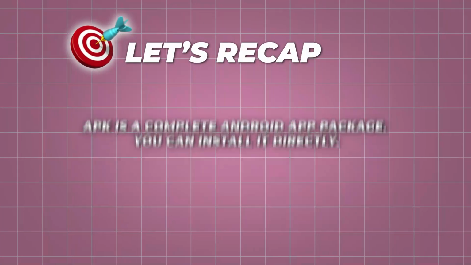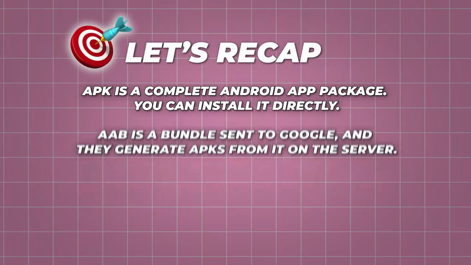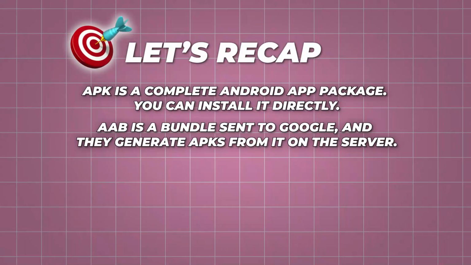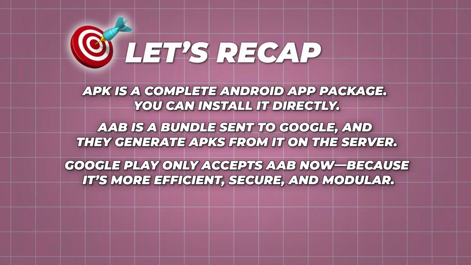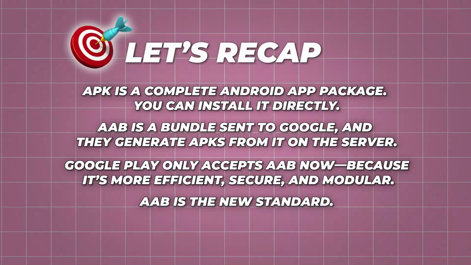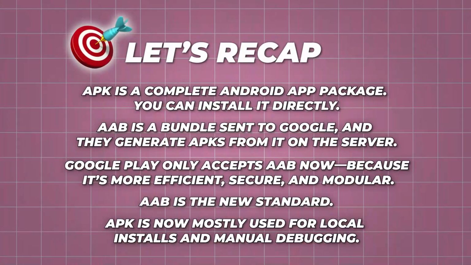Okay, let's recap. APK is a complete Android app package. You can install it directly. AAB is a bundle sent to Google, and they generate APKs from it on the server. Google Play only accepts AAB now, because it's more efficient, secure, and modular. AAB is the new standard. APK is now mostly used for local installs and manual debugging.